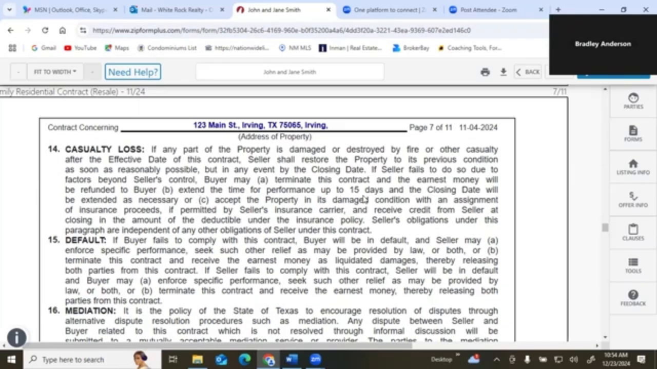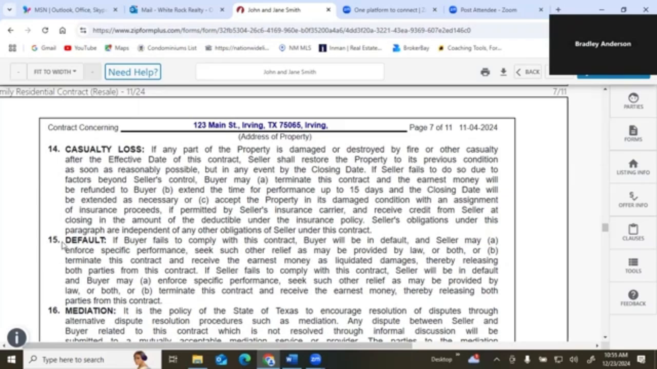Performance is closing, right? Up to 15 days after the closing date, or just say, whatever, I accept the property as it is. I want to close anyway. So accept the property in its damaged condition with an assignment of the insurance proceeds if it's permitted by the insurance carrier, and receive credit from the seller at closing in the amount of the deductible under the insurance policy. So the most common example here is roof, but it could be anything. Could be a tornado, could be a flood, right?